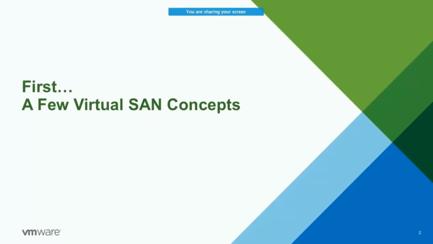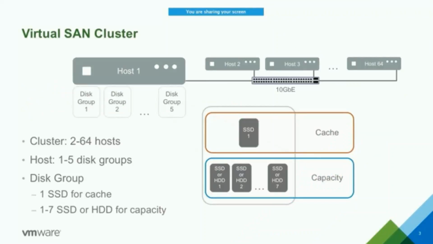Now, before we get into the availability features, I think it's important to first understand a few basic virtual SAN concepts. We're going to start out with that. First of all, when it comes to a virtual SAN cluster, you can have anywhere between 2 and 64 hosts in a single cluster. So vSAN does scale nicely, again, up to 64 hosts, but you have to have at least 2. In each one of those hosts, we have anywhere between 1 and 5 disk groups.